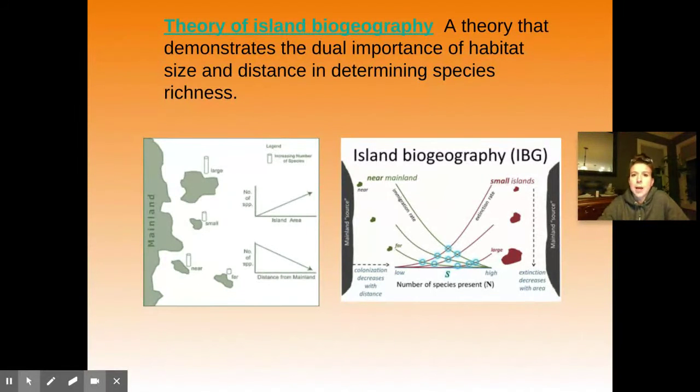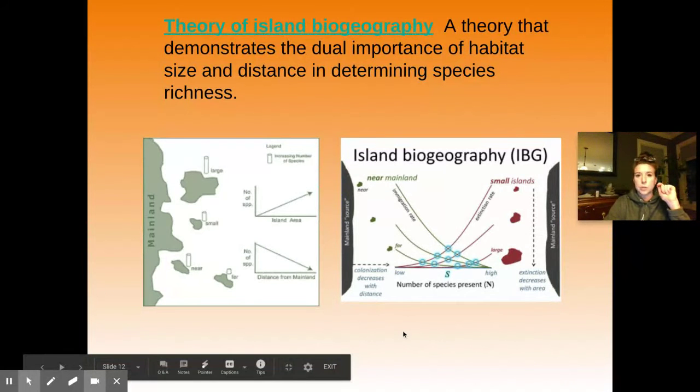Some will call it the IBG for island biogeography, but it is still a theory, and it is a staple of ecology and conservation, and it also dabbles in wildlife management and biological conservation, stuff like that. So basically, this is the theory that demonstrates the dual importance of habitat size and distance in determining species richness. Basically, how this research started, I will introduce you to our friends Edward and Robert in a video when I present this to you.